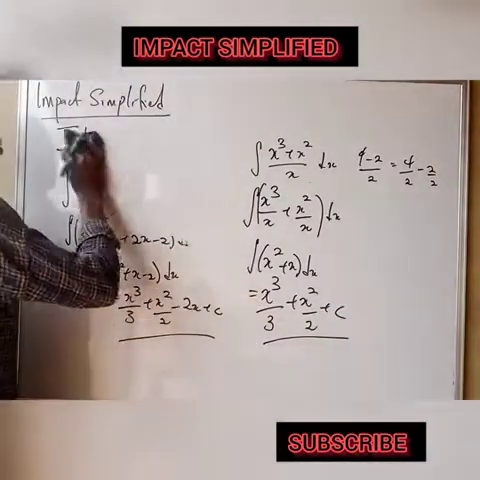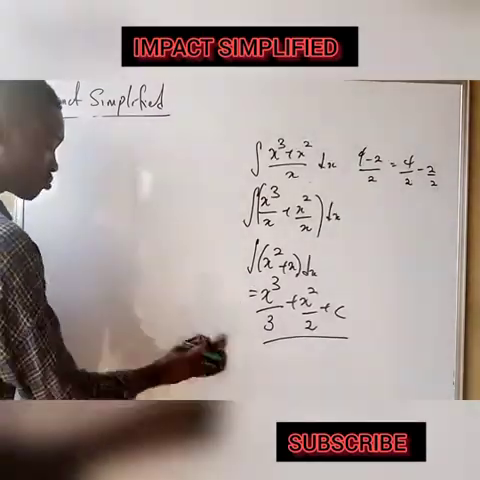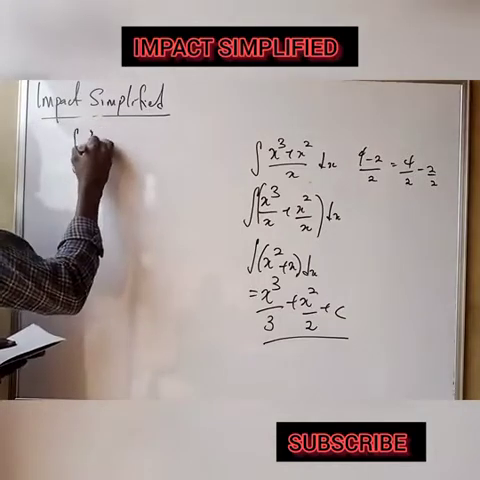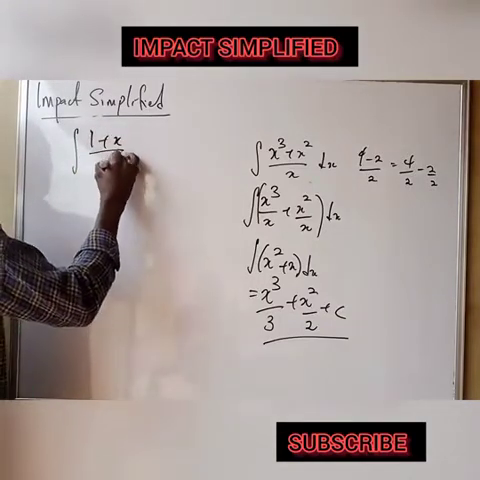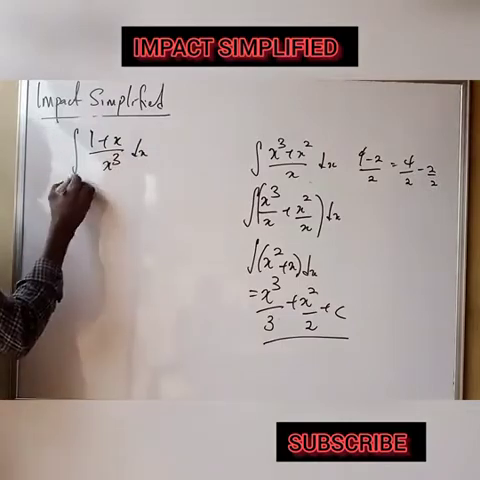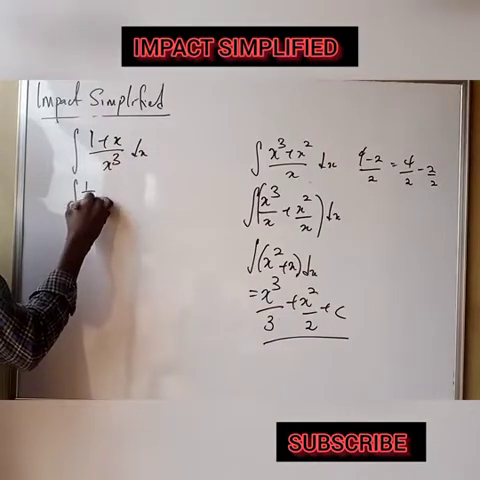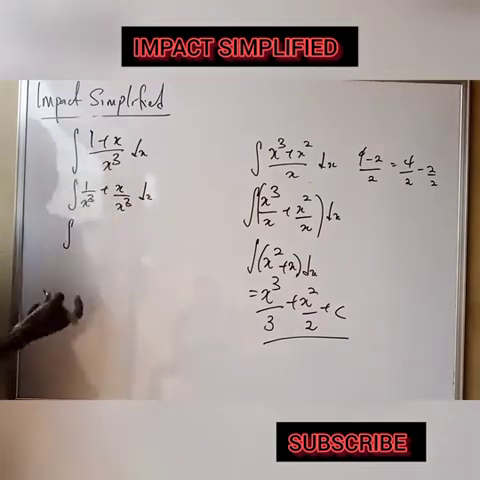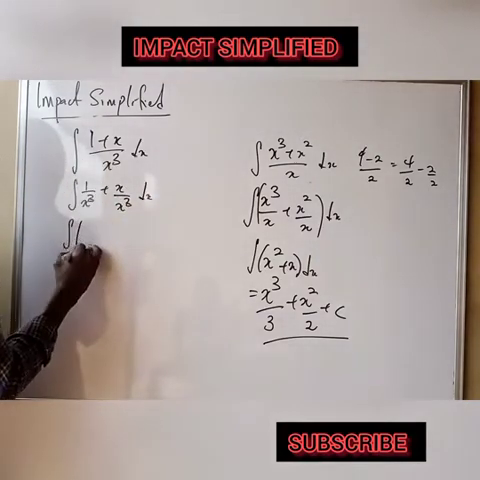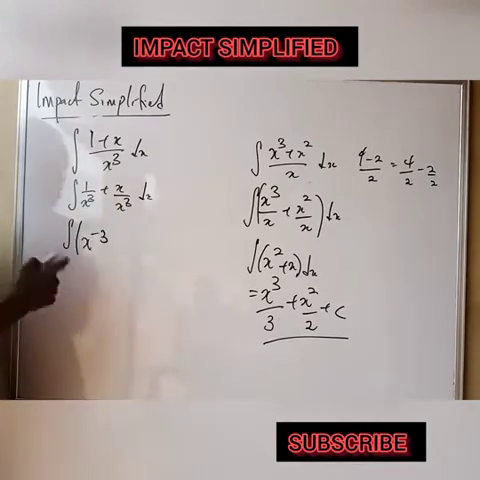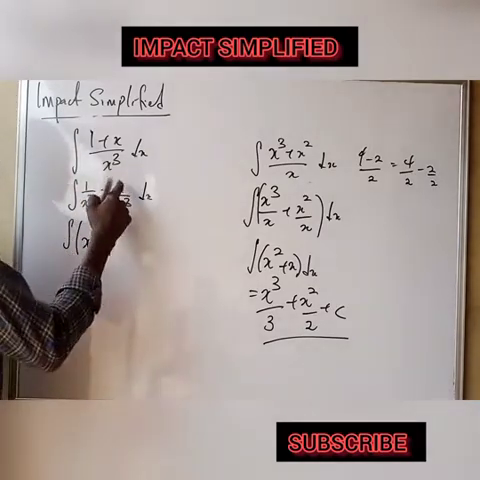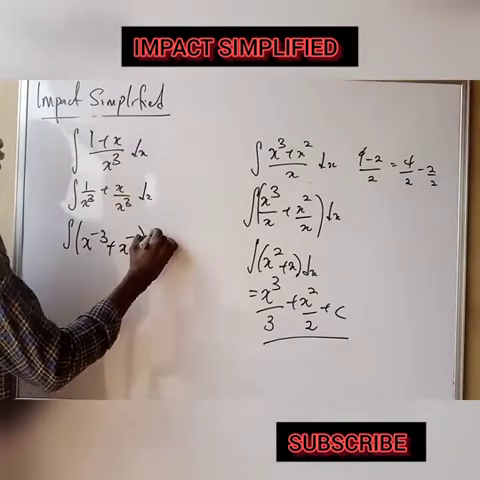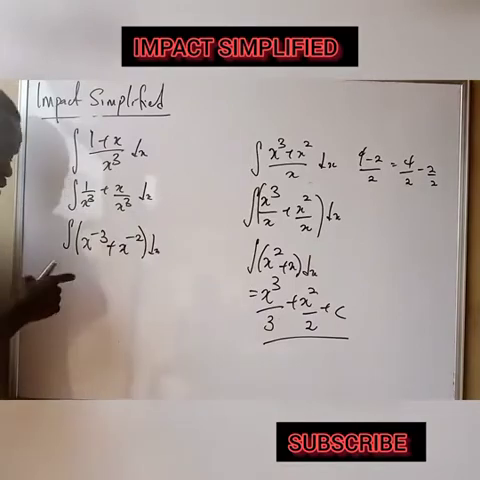Now, let's look at more questions on that in the past questions. There is a question here. They said integrate 1 plus x over x cubed dx. So if you want to integrate this, that means you separate 1 over x cubed plus x over x cubed dx. And 1 over x cubed will give us x to the minus 3 indices. And also, x over x cubed will give us 1 over x squared, and 1 over x squared is x to the minus 2 dx. We cannot integrate this as it is, but we can integrate this.